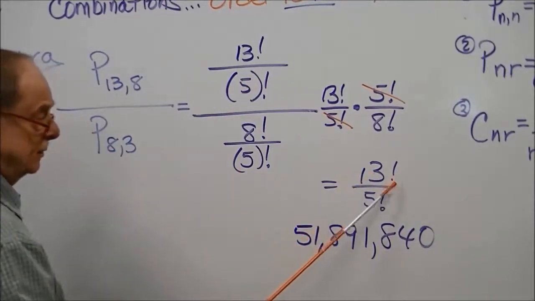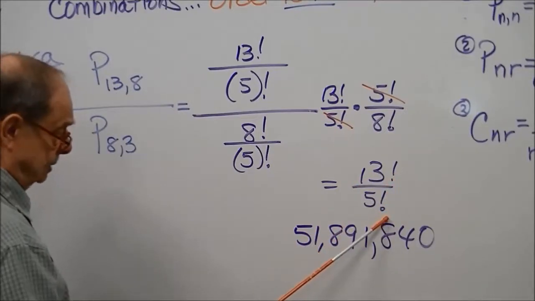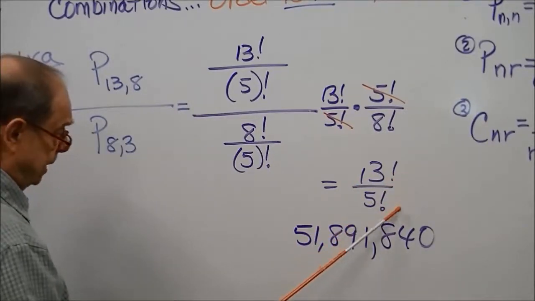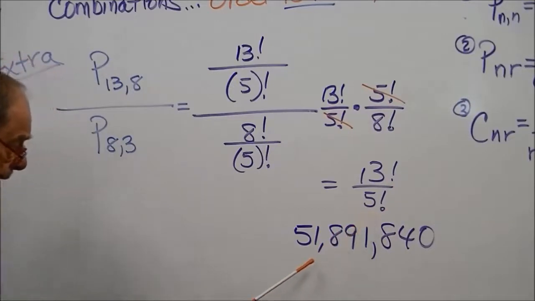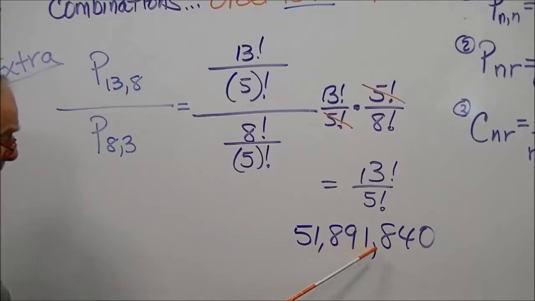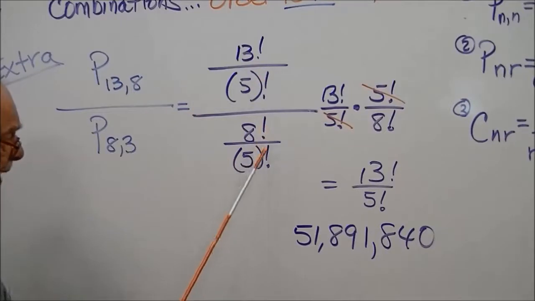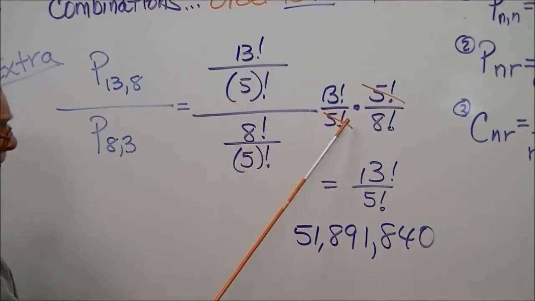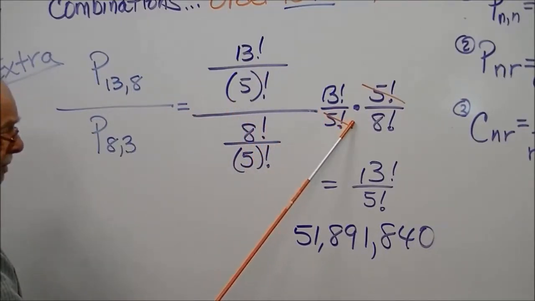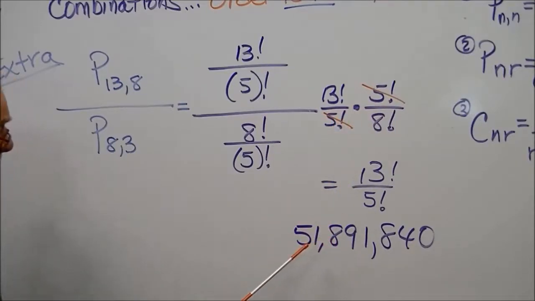13 factorial divided by 5 factorial. And when you put that in your calculator, you get 51,891,840. So you do get some big answers here. But I wanted to go over this technique that if you ever have something divided by something, you convert it to multiplication. Do any cross-canceling you can, and there's your answer.